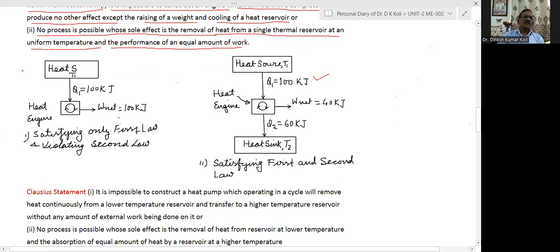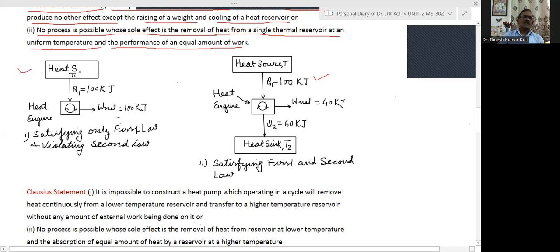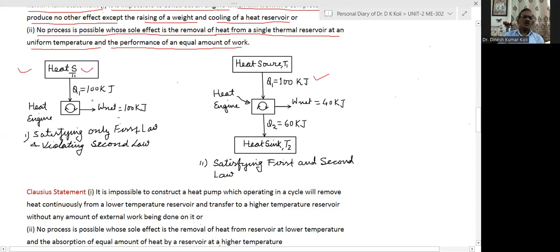Here you can see the heat source at temperature T1, which is giving 100 kilojoules of heat to the engine, and the engine produces the same amount of work. So here the heat is being converted into work fully. It is not possible.